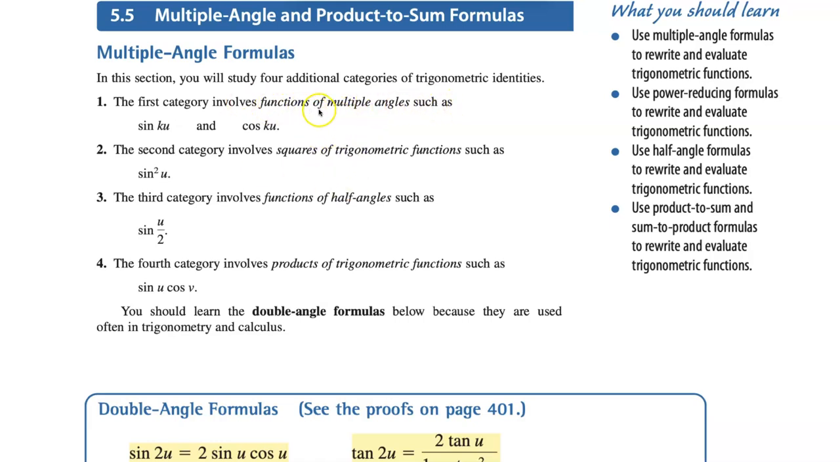So we have the multiple angle identities we talked about before. We have the squared identities. We have the half angle identities, and we have the product identities. We're going to do a lot of them today.